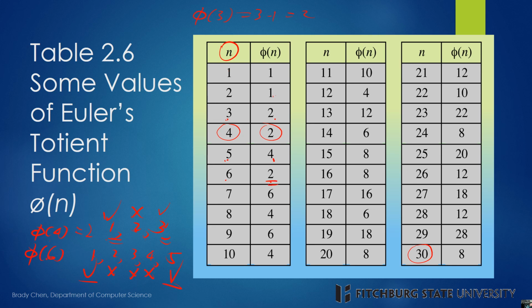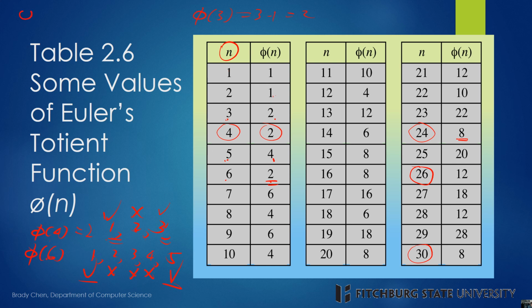So here's a list. Now let's pick another example. 24. If you try to actually calculate phi of 24 by definition, it's pretty tough, right? But it's doable. Now let's pick another example. Let's see. 26. Maybe 26 is an easy one to calculate.